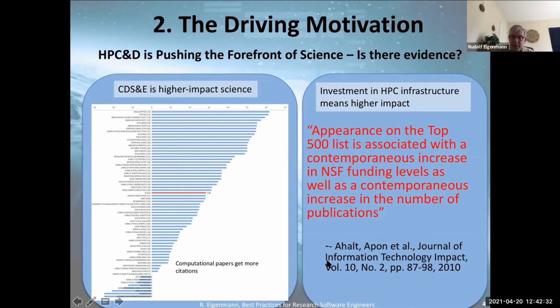Another paper, also embarrassingly 10 years old, and I hope somebody will soon create a new version of that, is a paper by Stan Ahalt and Amy Apon. Some of you may remember this paper. They analyzed the top 500 and essentially found that universities that put a machine onto the top 500, so they invest in the cyber infrastructure, really go up in NSF funding and in the number of publications. So essentially what translates to they go up in ranking. So these are 2, in my opinion, extremely important motivations of the entire work that ECSS is doing, and also the work of the Xpert Network.